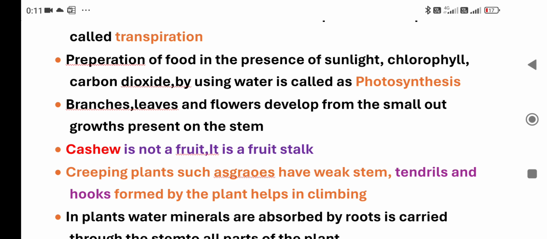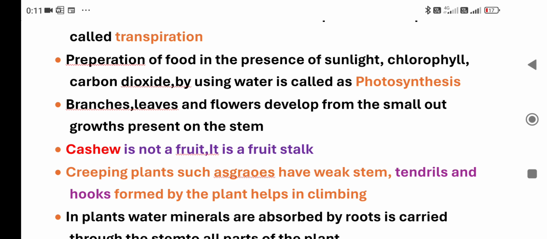Branches, leaves and flowers are developed from the small outgrowths present on the stem. Cashew is nothing but జీడి మామిడి. మీరు ఏదన్నా స్వీట్ చేస్తే అందులో వైట్ కలర్లో వేస్తారు కదా జీడి మామిడి అని చెప్పేసి, బాదం పిస్తా అనుకుంటే వేస్తారు కదా. So that is the జీడి మామిడి, cashew. So it is not a fruit. It is a fruit stalk.